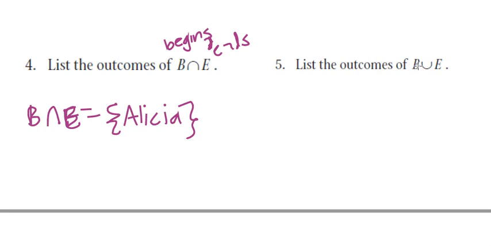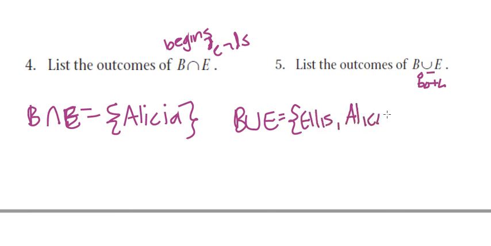Now here, this one is begins or ends. So again, begins or ends or both there, because that means if it's both, it does begin with it or it does end with it. So this would be B or E. So this would be Ellis, Alicia, Brisa, and Steve.